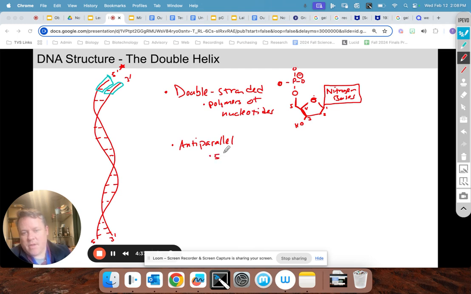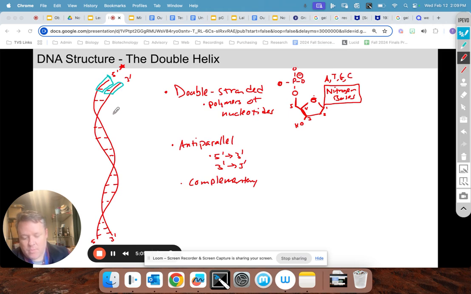Anti-parallel is 5' to 3' and 3' to 5'. And then, of course, we have complementary, which is our last way of describing the DNA molecule. So the DNA molecule is complementary, which means we're talking about the bases. The bases here can be adenine, thymine, guanine, and cytosine. And so those bases will actually form hydrogen bonds.